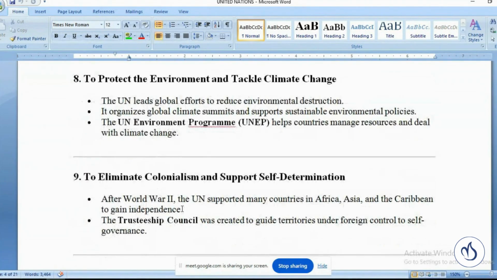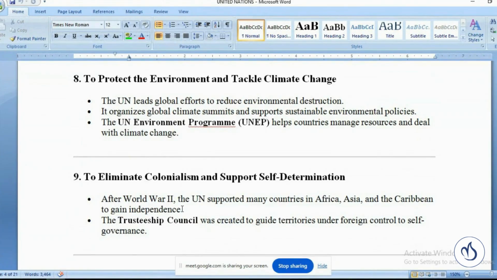Another one, we have protect the environment and tackle climatic change. The UN leads global effort to reduce environmental destruction, and it organizes global climate summits and supports sustainable environmental processes. We also have the UN Environmental Program, UNEP, which helps countries manage resources and deal with climatic change.